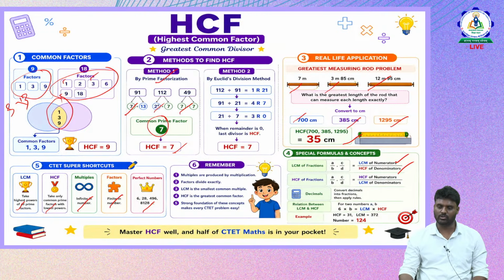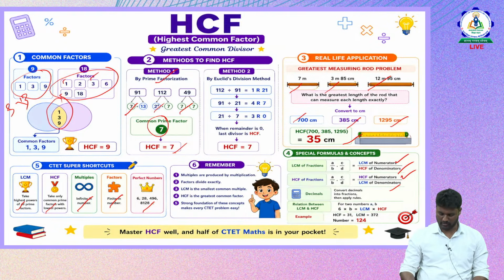for that we need to remember the formula: HCF of the numerators over LCM of the denominators. That means we first identify the HCF of the numerators and the LCM of the denominators. When we divide both, we get the HCF of the fractions. Similarly, for the LCM of the fractions, we first identify the LCM of the numerators and then the HCF of the denominators. When you divide both, we get the LCM of the fractions.